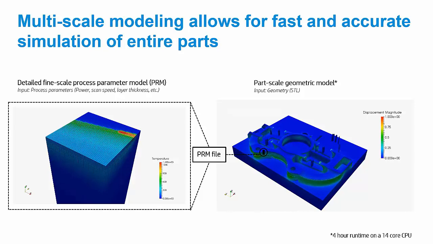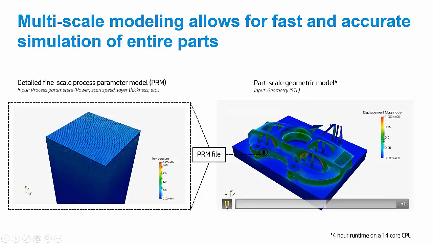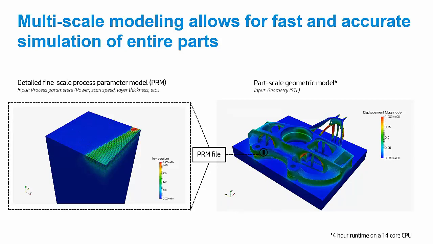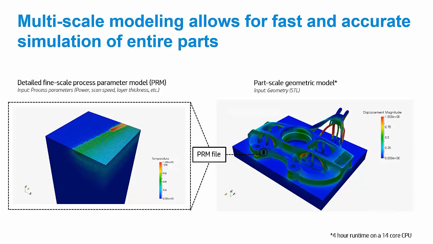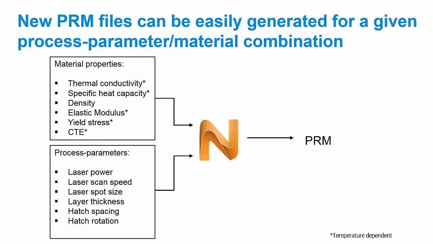And now this scale, this example here ran in 4 hours on my 14-core Autodesk issued desktop. So very fast run times. Now, just to break this down a little bit, basically, this is just going another layer deeper. We've taken our material properties listed here, and we've input that into NetFab Simulation along with our machine process parameters. And the output is a process parameter file that's unique to this material and process parameter combination.